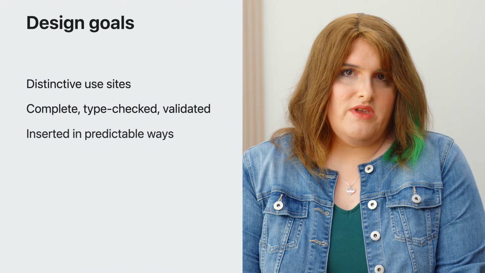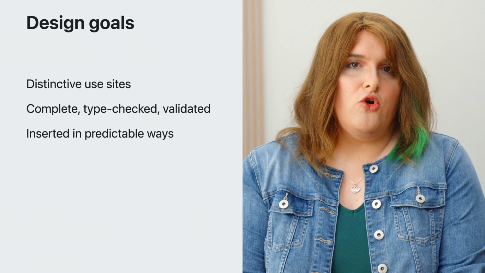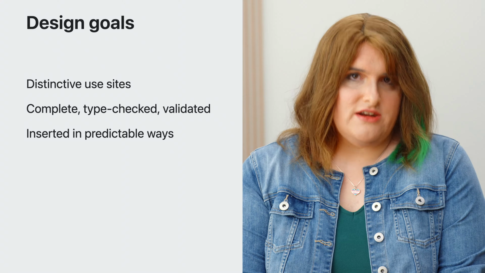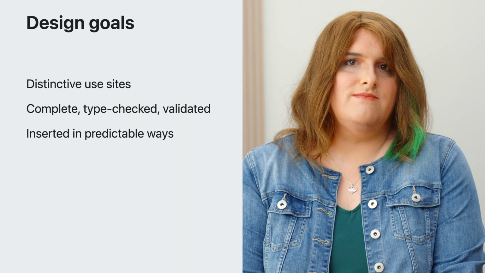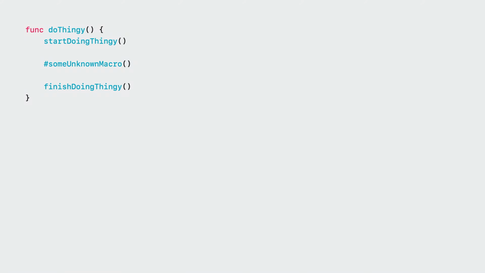The third goal is that macro expansions should be incorporated into the program in predictable, additive ways. A macro can only add to the visible code in your program. It can't remove it or change it. So even if you have no idea what some unknown macro does, you can still be sure that it doesn't delete the call to finish doing thingy, or move it into a new function. That makes it a lot easier to read code that uses macros.